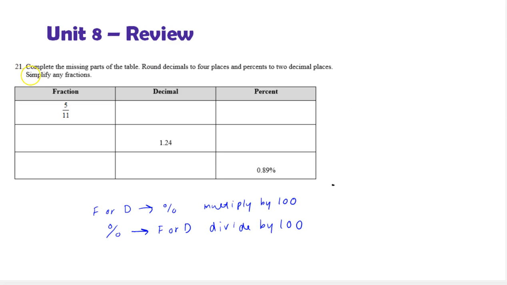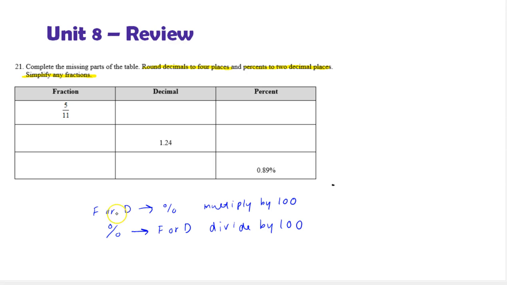Question 21. Complete the missing parts of the table, round decimals to 4 places and percents to 2 decimal places, and simplify any fractions. Okay, so we have a fraction, decimal, percent column, and for any fraction, we can write an equivalent decimal or a percent. And similarly for decimals and percents, we can write them in all of these forms. They're different equivalent forms of the same relationship.